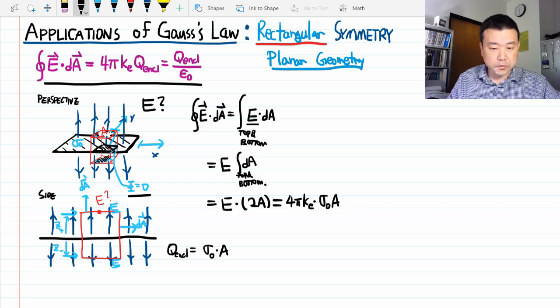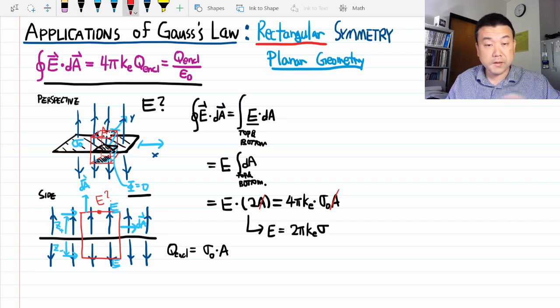Let me finish the solution here. Solving for the electric field, I get 2 pi Ke sigma. The area, the arbitrary parameter, having been cancelled out. This is a very interesting result for an infinite plane: the electric field is constant. It's not a function of distance.